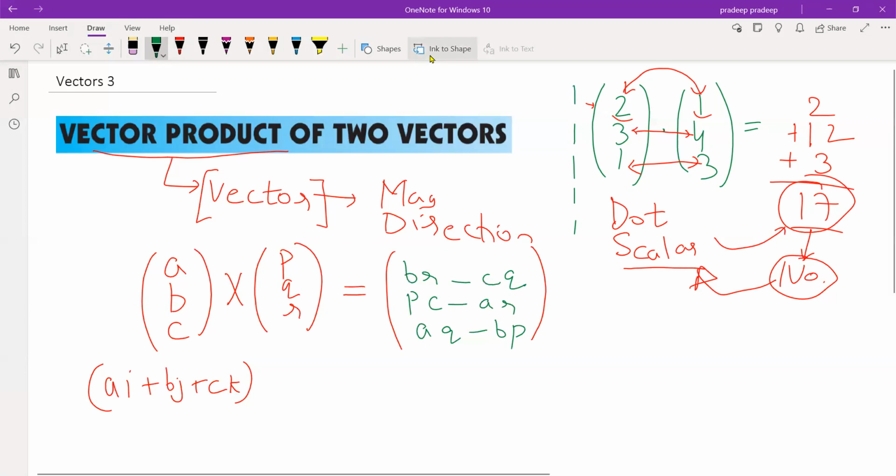I don't know it, but a trend that I can see is that B and R and C and Q are cross multiplied. Yes, good. So let me just tell you the method.